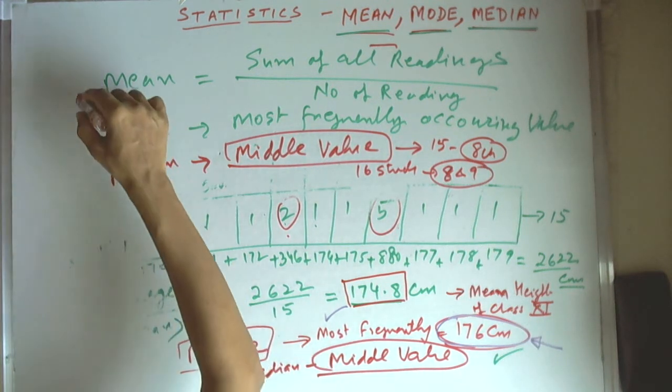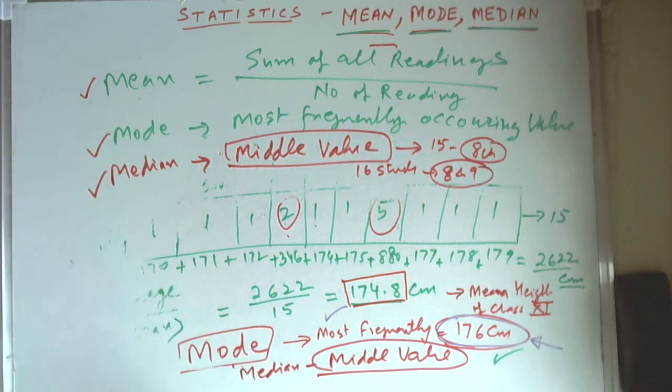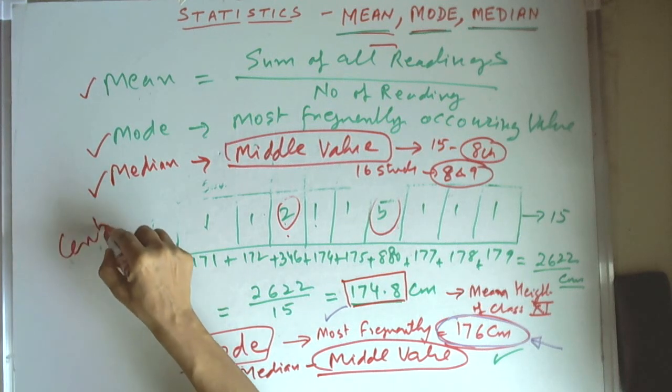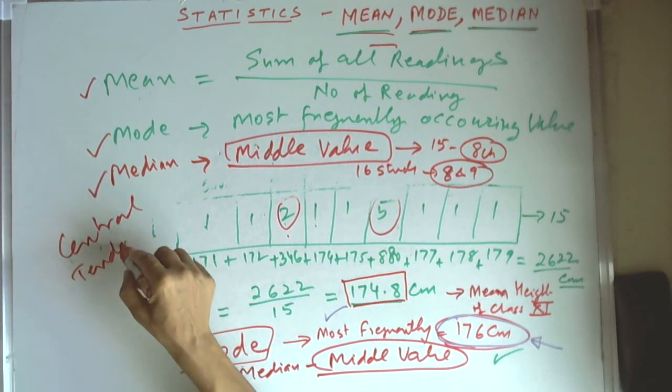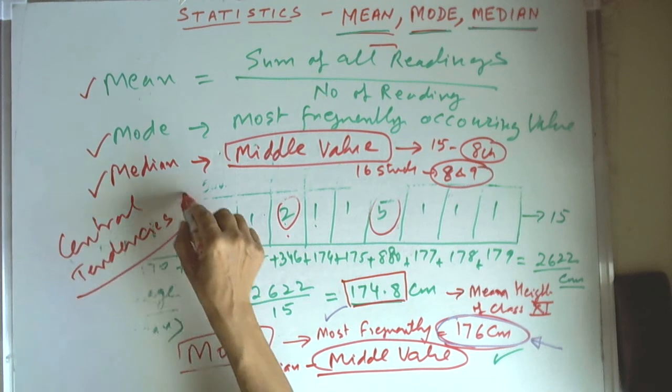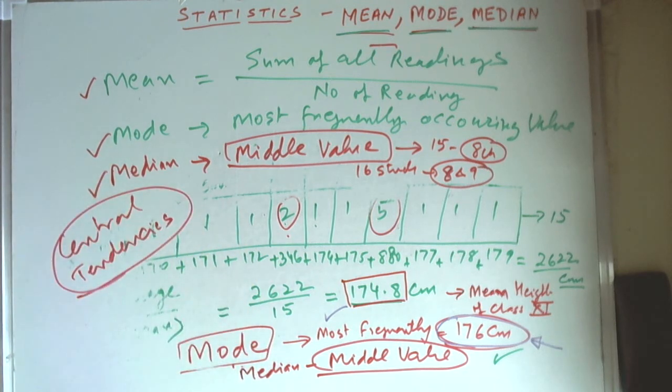And why we need these three things, mean, mode and median? So these all three are measures of central tendencies of a group. So it is like something which is telling about the group as a whole. So mean is giving us the average, mode is giving the most frequently occurring value, and median is giving the value of the middle positioning. So all three are measures of central tendency, meaning what is central to the group as a whole.